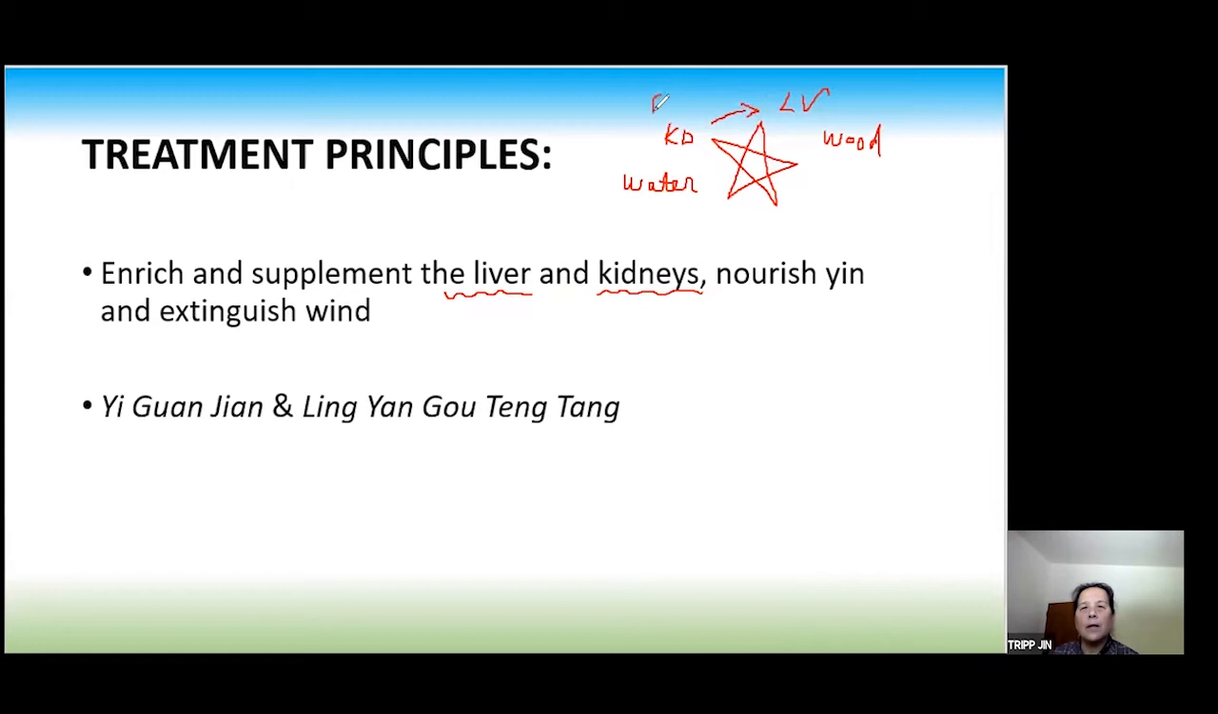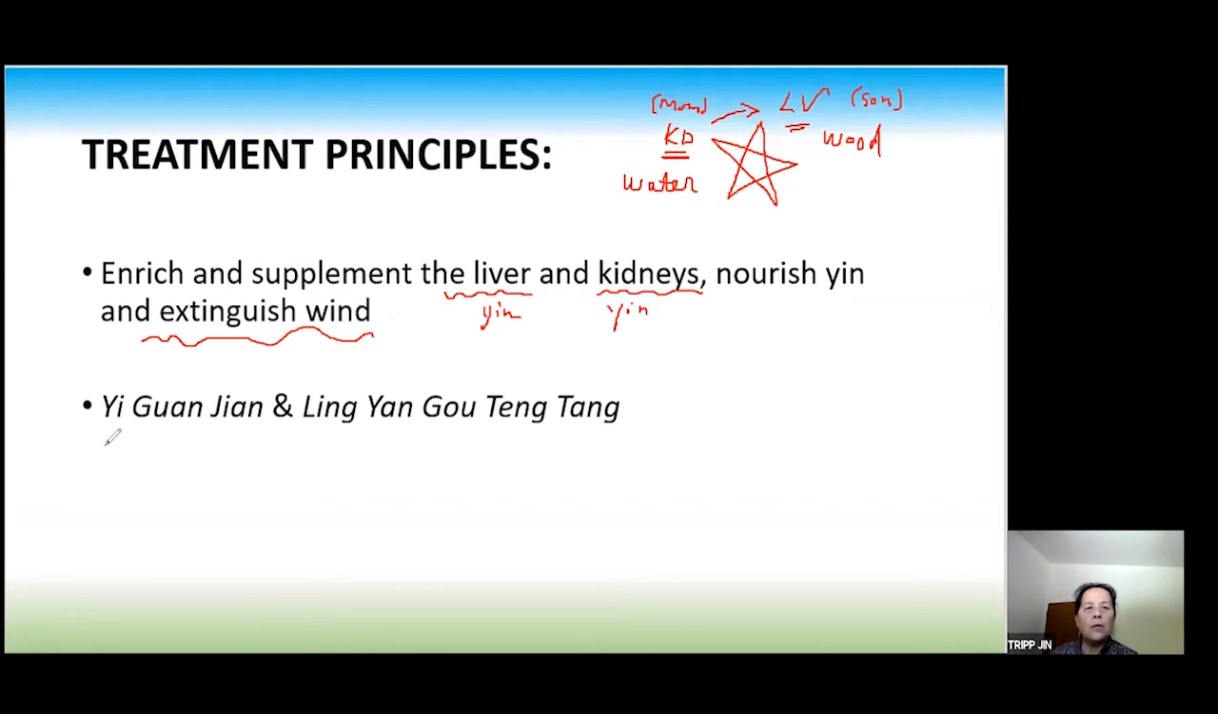In other words, kidney is the mom, liver is the son. If we try to tonify the liver, we also need to tonify the mom. And also clinically, liver insufficiency is pretty commonly seen with kidney insufficiency symptoms. And certainly we need to extinguish the wind. That's mainly a wind problem.